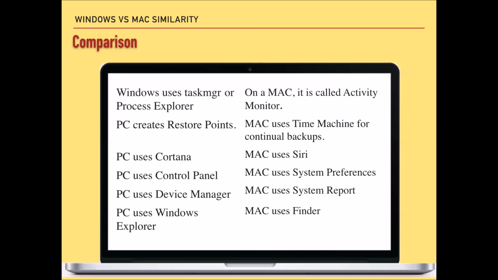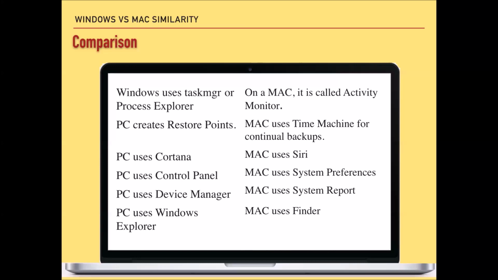Now the PC, you may be familiar with, uses Cortana, which in Mac world, we use Siri. All of the Apple devices, such as my phone and my iPad and my Mac Mini and my MacBook Pro, they use Siri. So I can talk to my Mac to have it open applications and do things like that, same as Cortana.